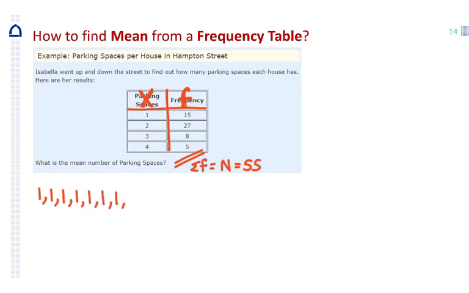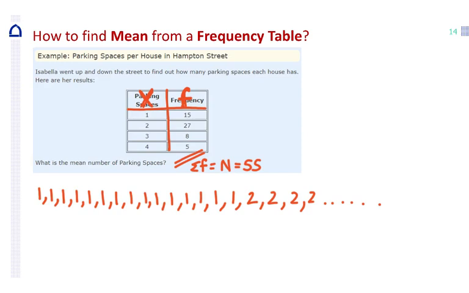1, 2, 3, 4, 5, 6, 7, 8, 12, 13, 14, 15. Then we'd have 27 that had 2 parking spaces. Obviously, I can't write them all. It would take forever. This is why a lot of times for data, it's not practical to see all the raw data. It would take a really long time to list out all 55 pieces of data that she collected, and it would take a really long time to add them up one by one. So that's why we need another method to get the mean directly from a frequency table or frequency distribution.